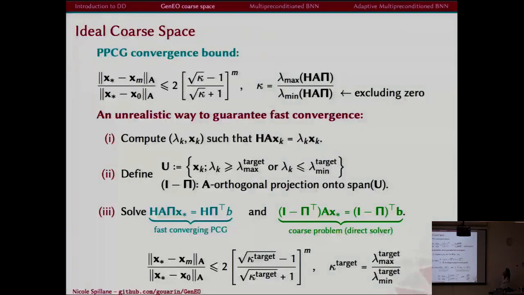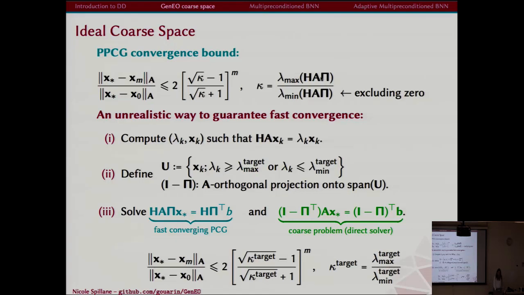Okay, so the idea of the GenEO coarse space is really quite simple, and to introduce it, I'm going to start with this sort of ideal coarse space. So if I could choose exactly the vectors that I wanted for my coarse space, this is what I would do. First, we know that we have a bound for the convergence of the preconditioned and projected conjugate gradient algorithm, which is this bound here. It tells us that the error at iteration m of the algorithm divided by the initial error is smaller than some quantity that depends on the iteration number and the condition number of the preconditioned and projected operator HA pi.